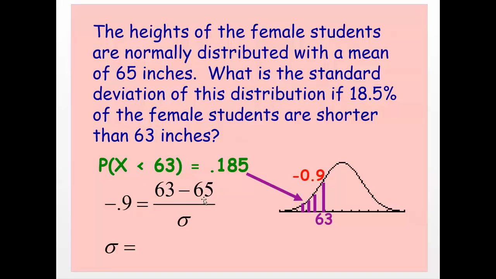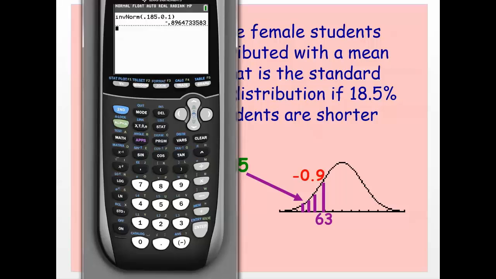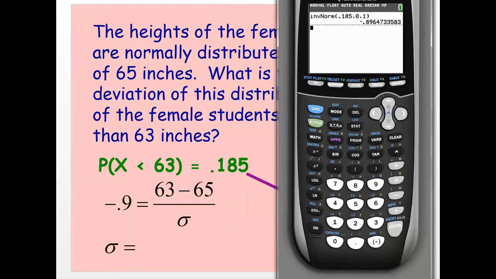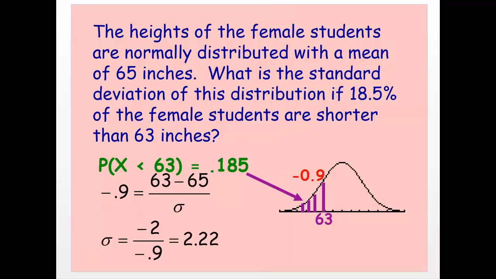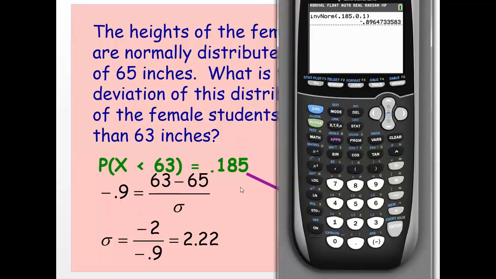Observed 63, I expected 65. And we're working backwards to find that standard deviation. So let me go to my calculator again to help out with this. So think of it like, well, 63 minus 65, that's negative 2. And then I want to divide by that negative 0.9. So let me show you in the calculator what's happening here. So negative 2 divided by negative 0.9. And the standard deviation of 2.22 shows up.